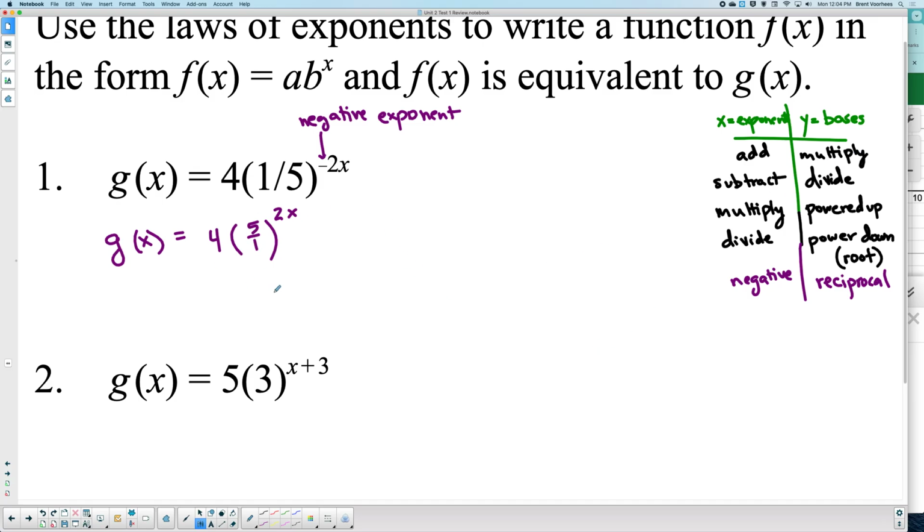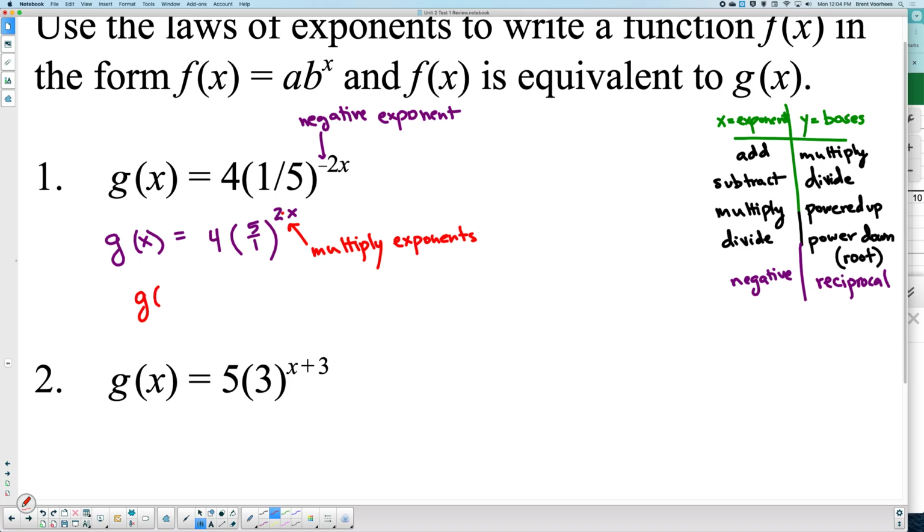Okay, from here, what do you see is happening between the 2 and the x right there? Multiplying. What am I multiplying? I'm multiplying exponents. What can I do if I'm multiplying exponents? There you go. What can I do if I'm multiplying my exponents? Power up. So instead, I can take the 2 on the inside.